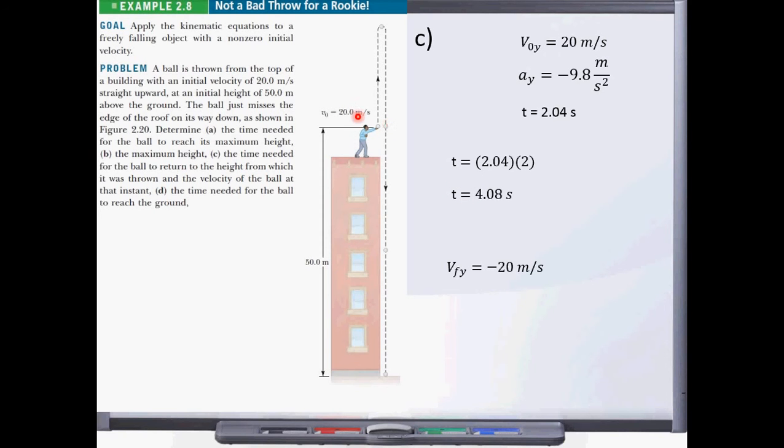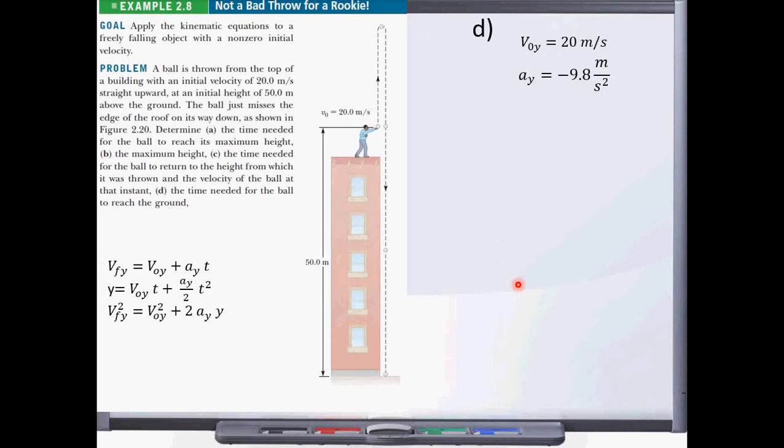The time is 4.08 seconds to move from here to here, and the velocity there is the same as the initial but negative because it's moving down. Okay, D: the time needed for the ball to reach the ground. Right now we know the initial velocity, that is 20 meters per second, and it's the same in all the problem because it's initial. We know the acceleration, which is due to gravity on Earth, minus 9.8, and we need something else. Check this.